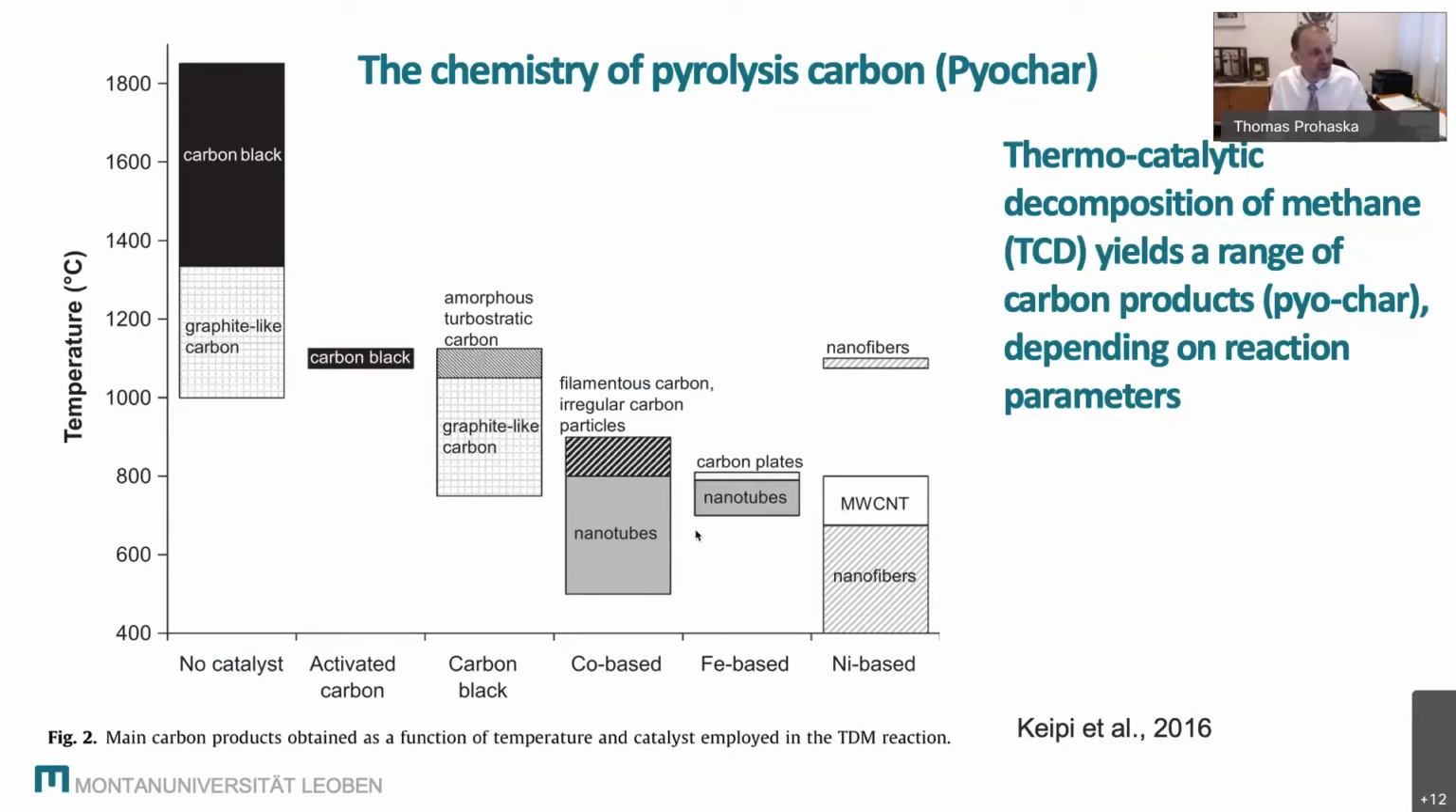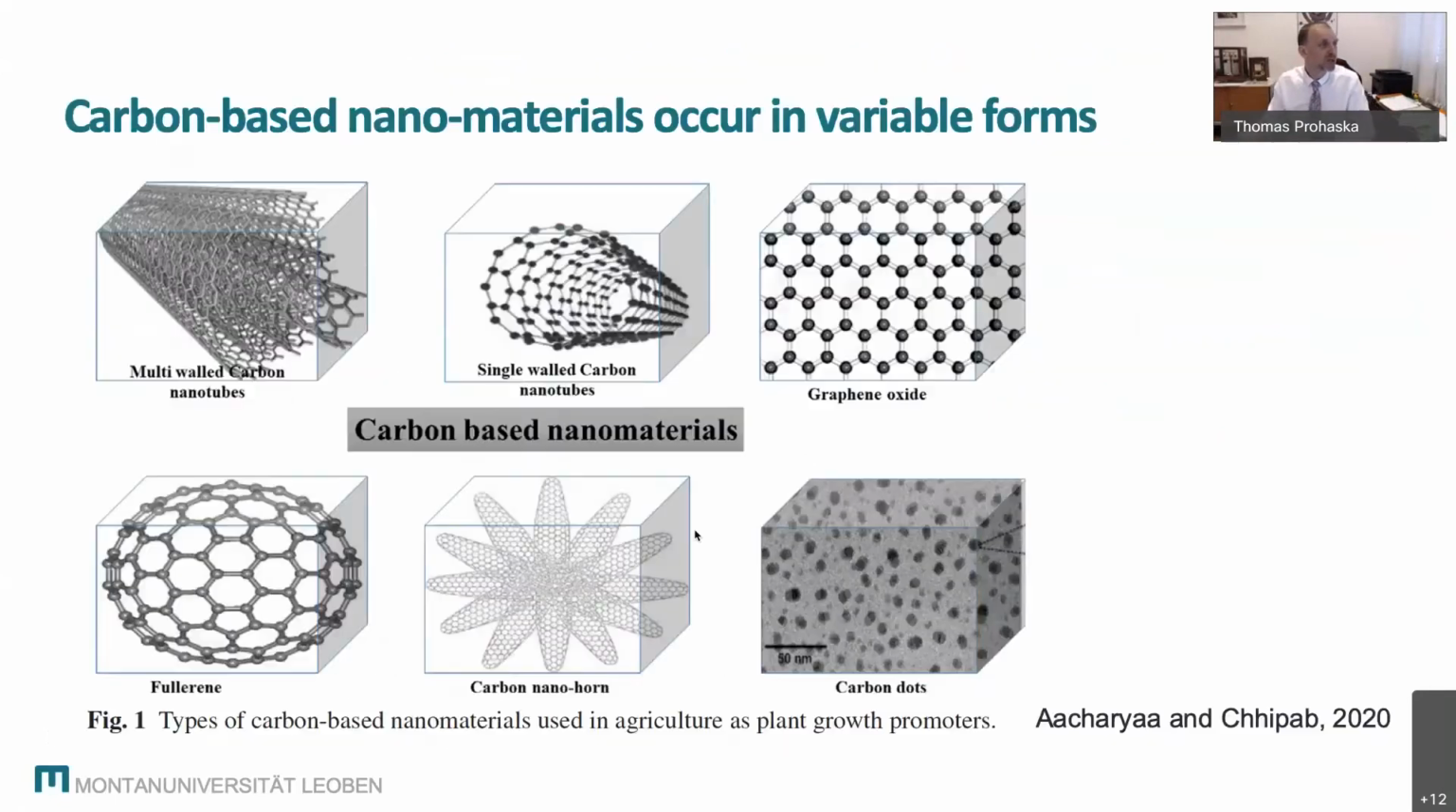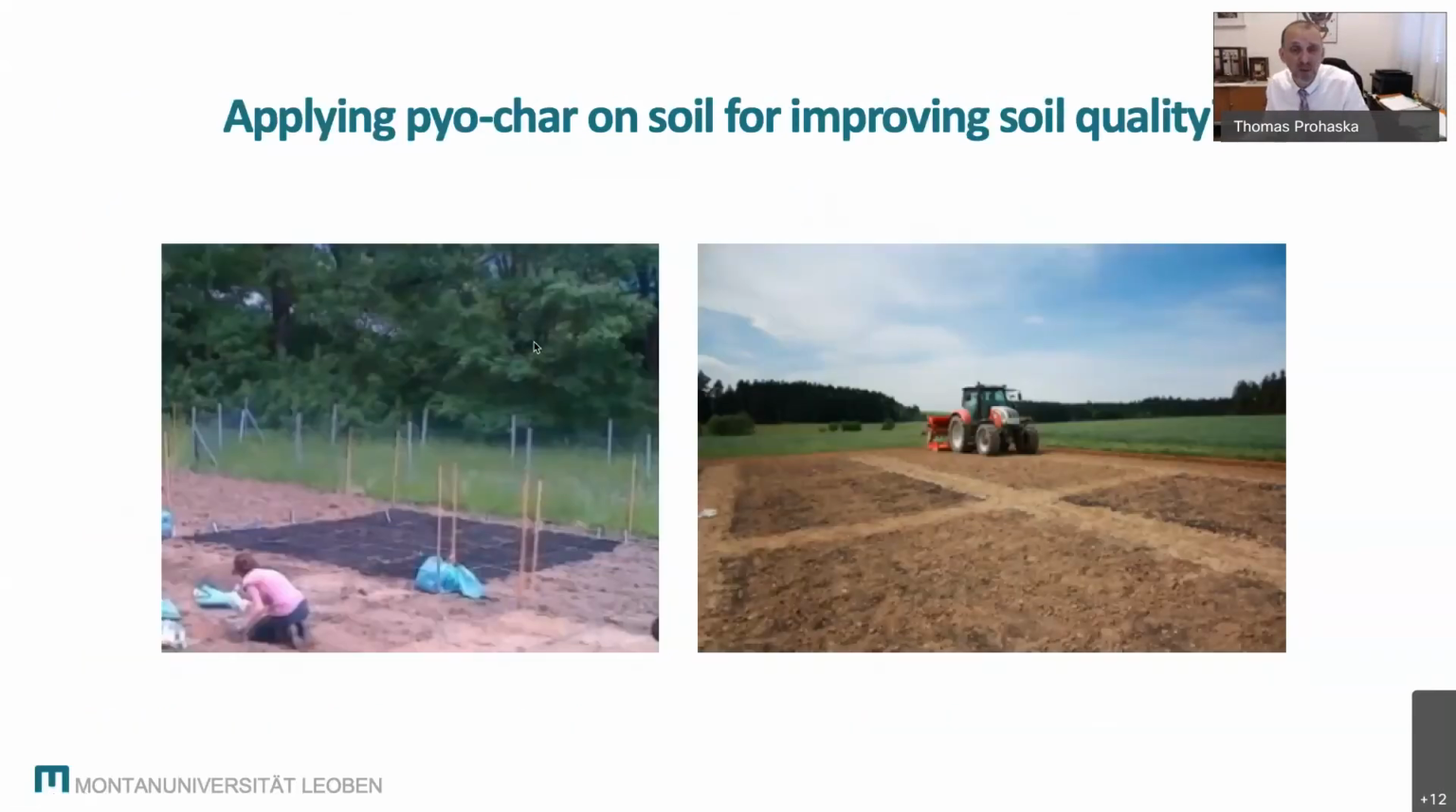So we had a look at what the benefits would be of the products which we receive out of thermocatalytic decomposition with respect to soil properties and fertilization products. We especially take a closer look at carbon-based nanomaterials, which can come in different forms. One of those which becomes quite interesting are nanotubes, which apply specific properties to the soil. So what is now happening if we go for applying this biochar to soil for improving soil quality?